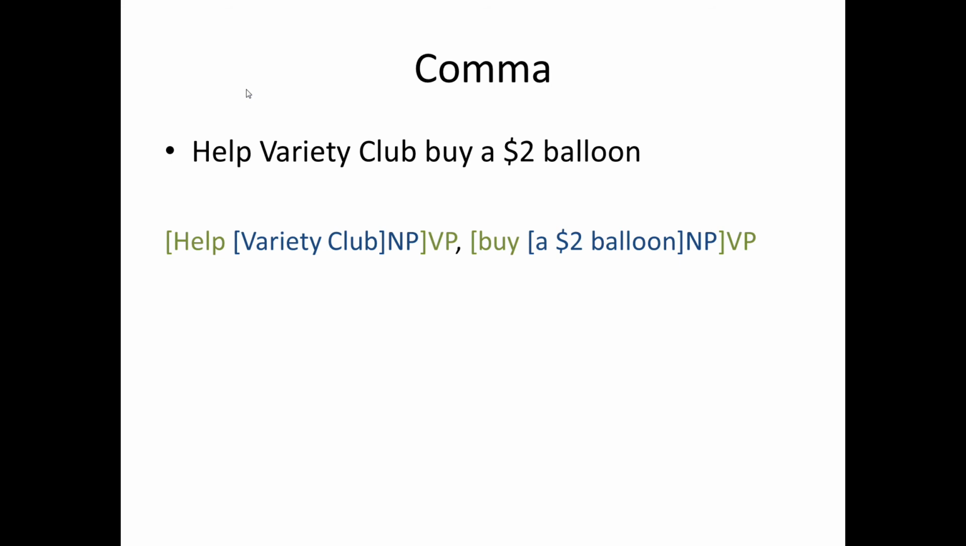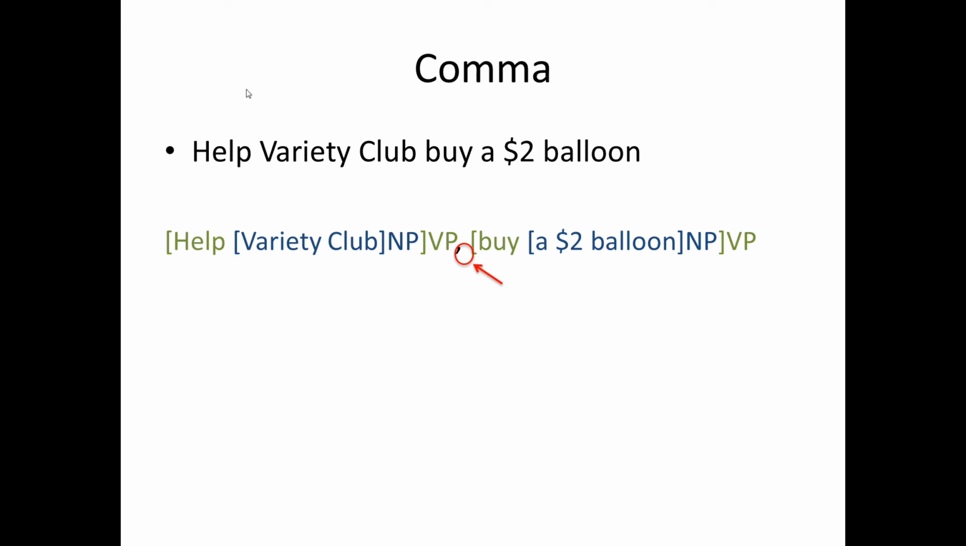Help Variety Club, buy a $2 balloon. Remember that imperative clauses consist of just a verb phrase. So these are two main clauses, help Variety Club and buy a $2 balloon, which should have been linked by a comma. An alternative would have been to say, help Variety Club and buy a $2 balloon.